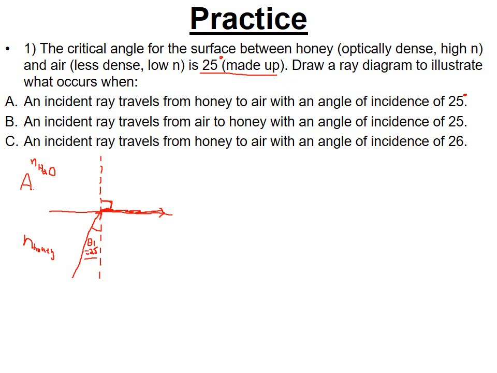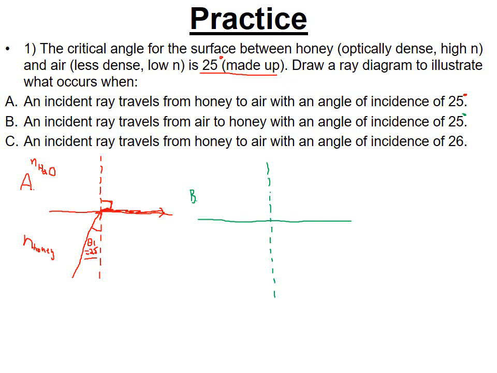Let's try to solve for diagram or scenario B. So in scenario B, I'm going to do the same setup. I'm going to do my interface here between honey and water. My normal 90 degrees to that surface. You would use a ruler, of course, and yours would look a lot neater than mine. And we have an incident ray that travels from air to honey with an angle of incidence of 25.